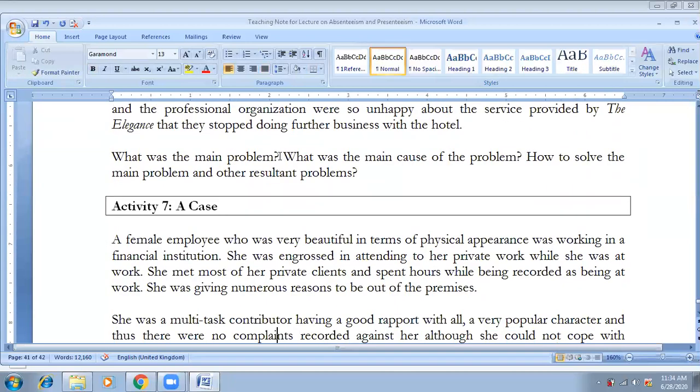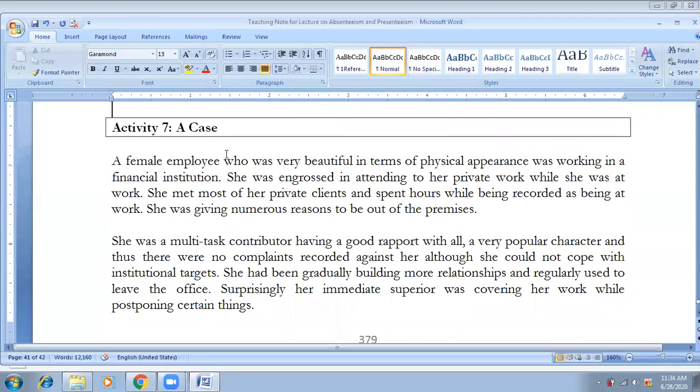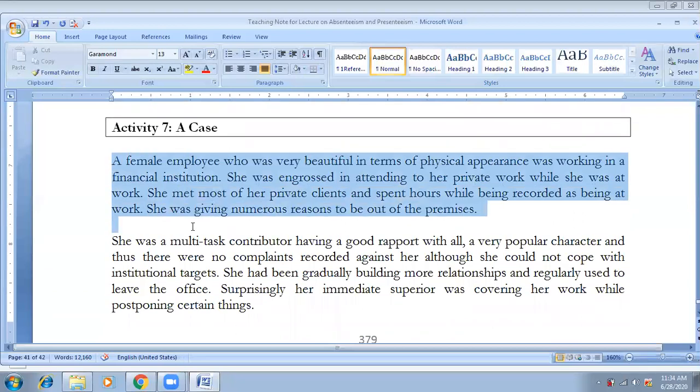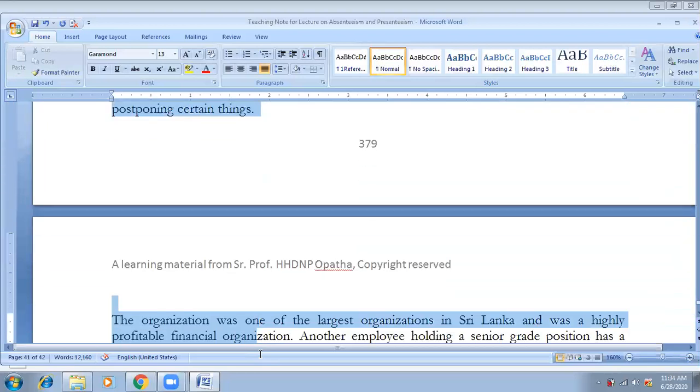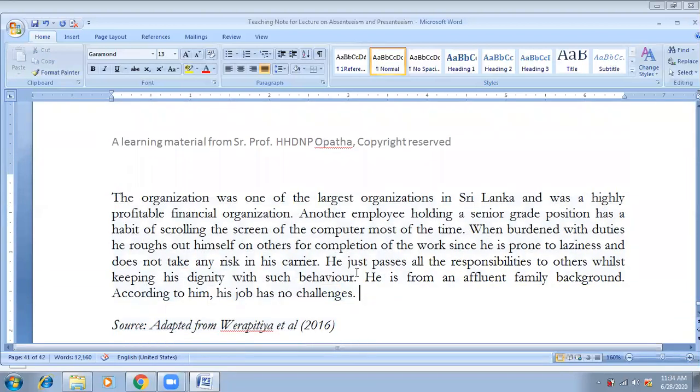Okay, then activity 7. You can see here in this activity 7 they are indeed bad examples of presenteeism, which we got through our observations. We are a PTA, myself and another researcher.